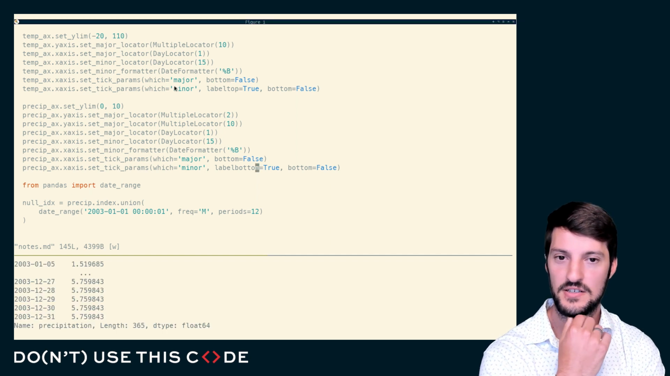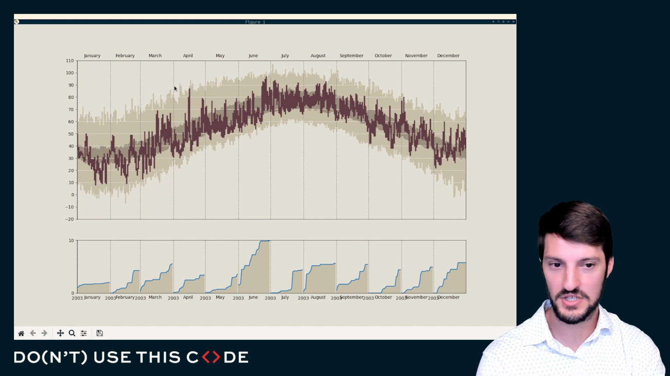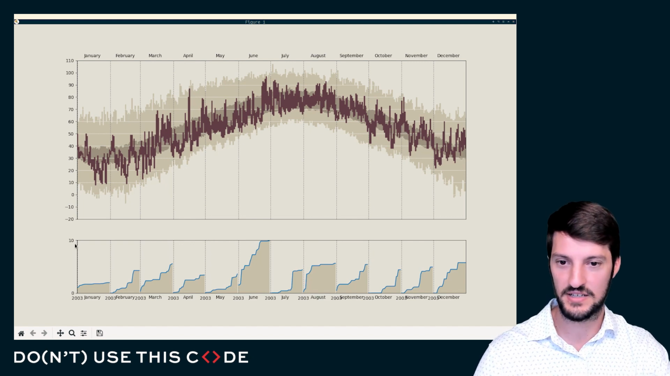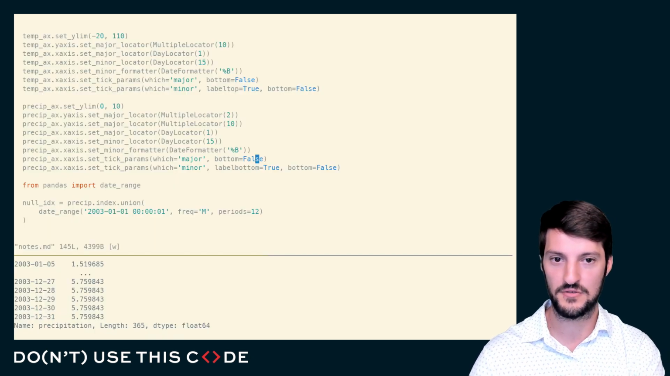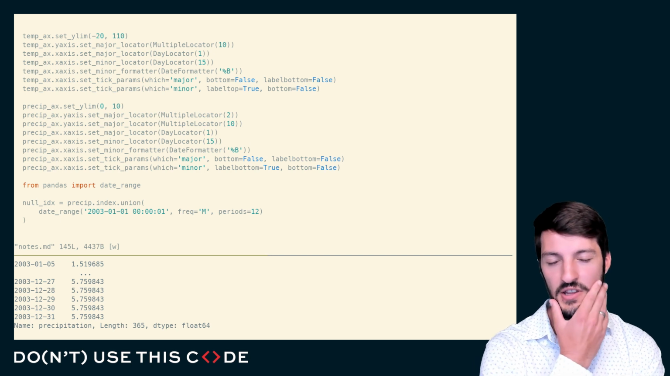Let's see if we're looking good here. Okay, so we just need to turn off the label bottom. You can see that some of the previous xtick labels are interfering there. So label bottom equals false there. I probably need that here. All right, so that should be good on that front.